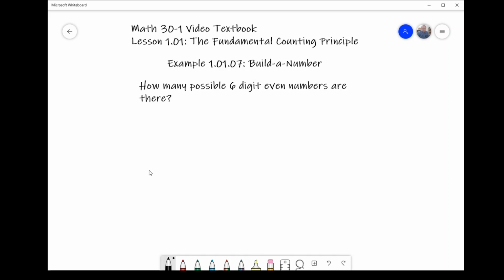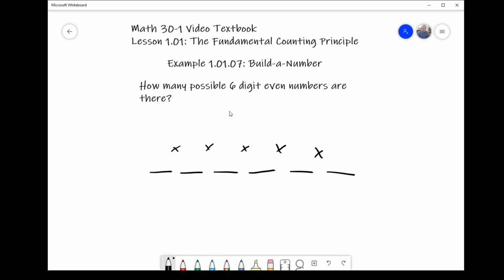Well, again, the first step is to set out our blanks. We have 6 blanks. We know we need the first digit and the second and the third and the fourth and the fifth and the sixth. So these are all multiplications. But now we need to decide how we approach this. The most effective approach I find is to start with the most restricted digit.